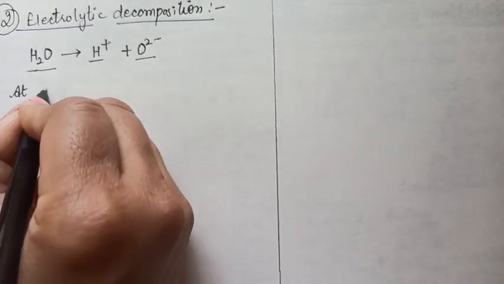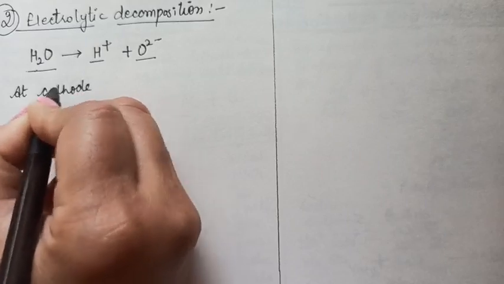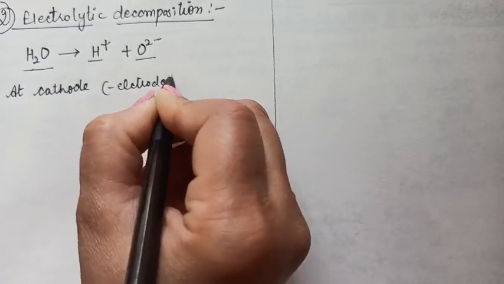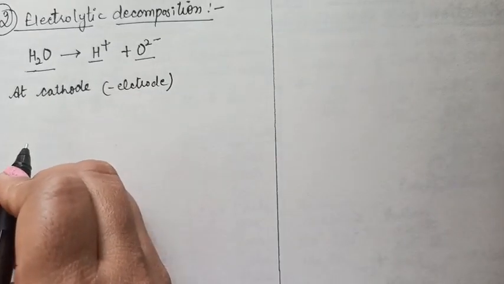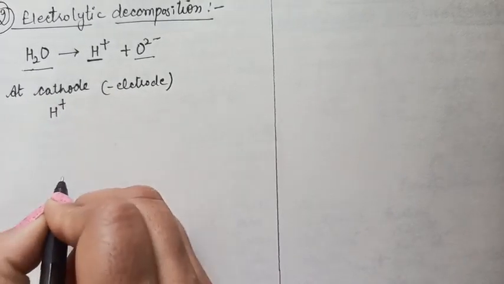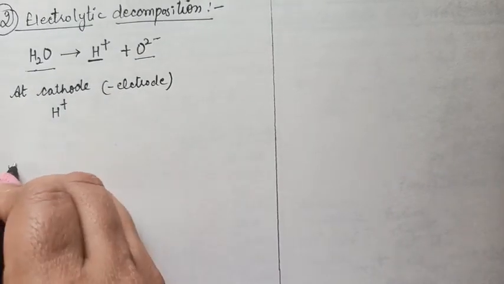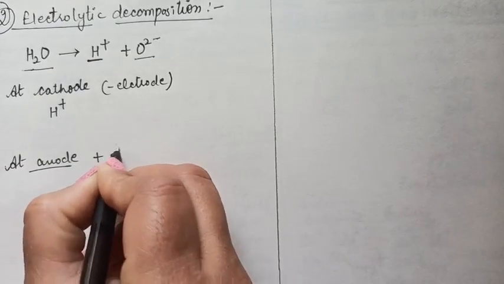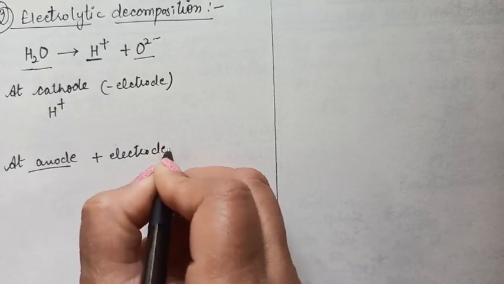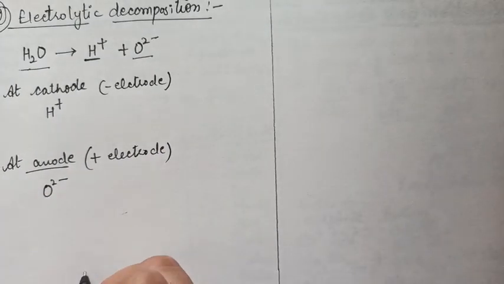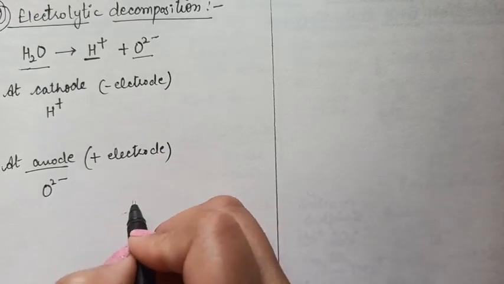At the cathode, that is the negative electrode attached to the negative terminal of the battery, the H+ ions will come, okay, and at the anode, that is the positive electrode, the O2- ions will come. The opposite ions move to opposite electrodes.